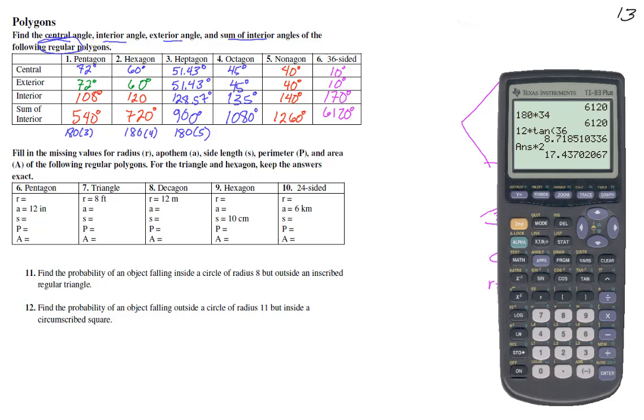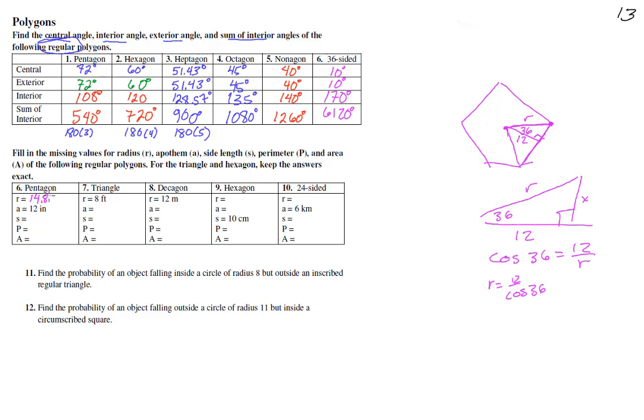Let's go ahead and punch that in right now. 12 divided by cosine of 36. And we get 14.83. Let's write that out. 14.83. That's inches. Yeah, certainly will be in inches.